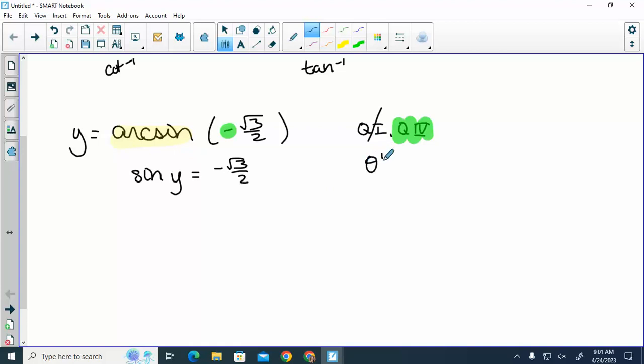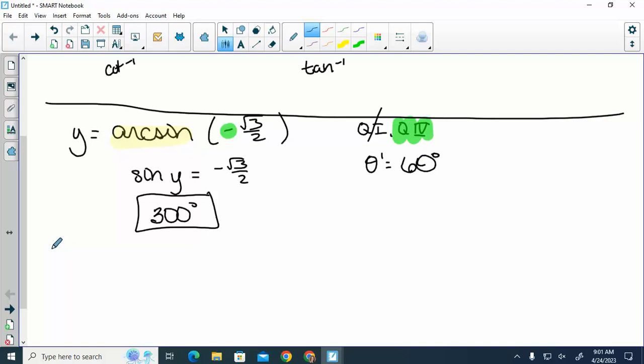Reference angle, let's do degrees. When is sine radical 3 over 2? 60. And 60 degrees in quadrant 4, so 360 minus 60 is 300. Okay. So we only get a single answer there.